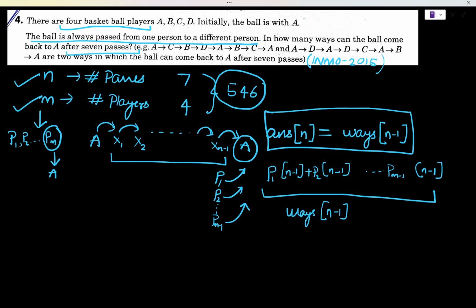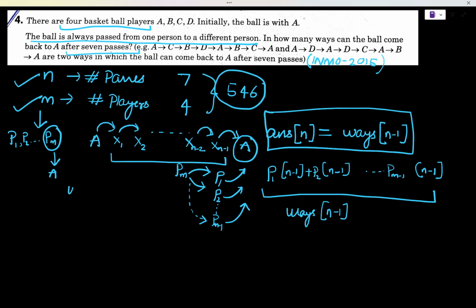Now we need to observe how ways of n-1 behaves. Ways of n-1 is basically how many ways P1 to Pm-1 are receiving the ball after n-1 passes. Now if we look at what happens at x of n-2, how can P1 to Pm-1 receive the ball after n-1 passes? Either they receive the ball from A, that is, they receive from Pm. P1 can receive from Pm, P2 can receive from Pm, all the way up to Pm-1 can receive the ball from Pm.